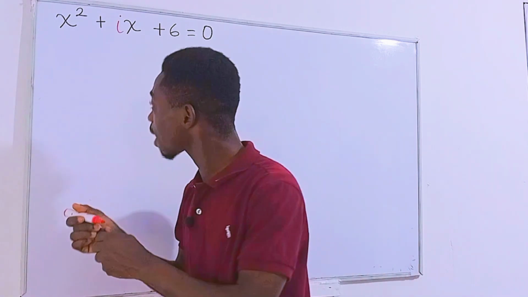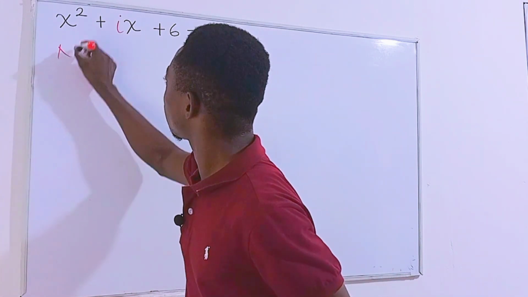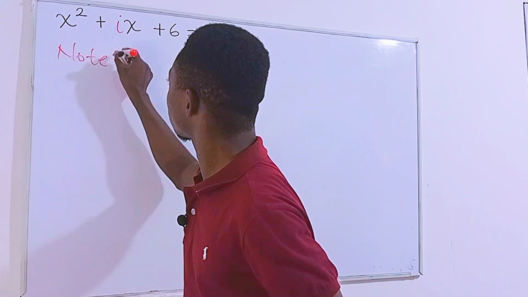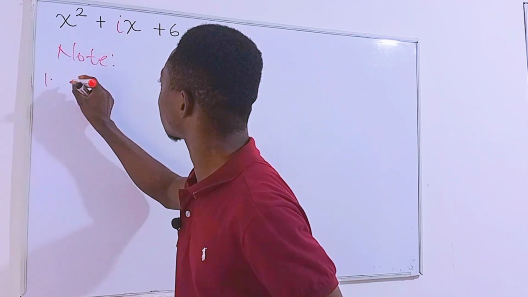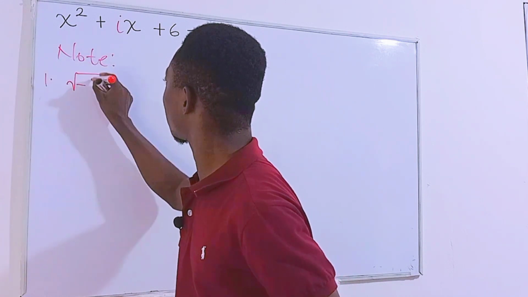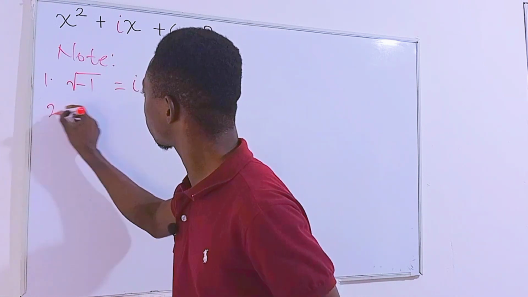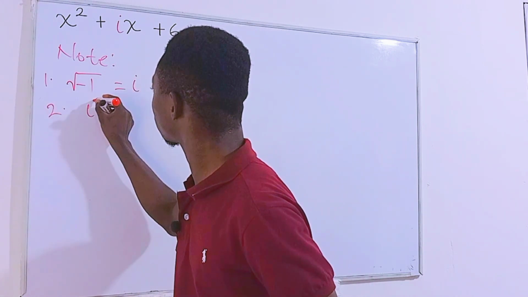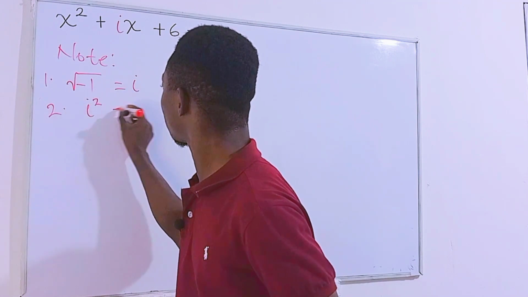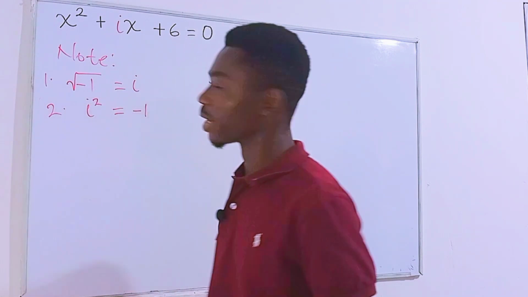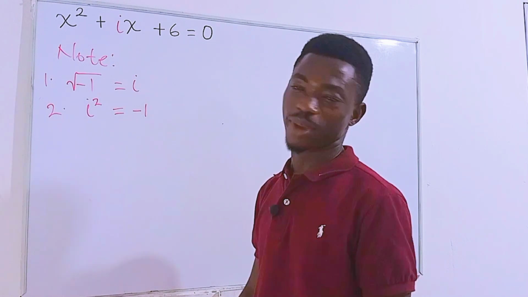In fact, before we start, I would like to give you two notes. The first one is that the square root of -1 is just i. The second note is that i squared is -1. With this, we can begin by solving.